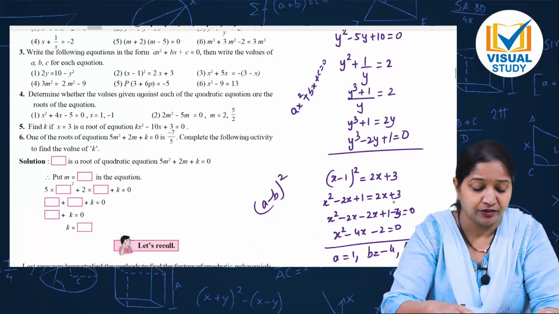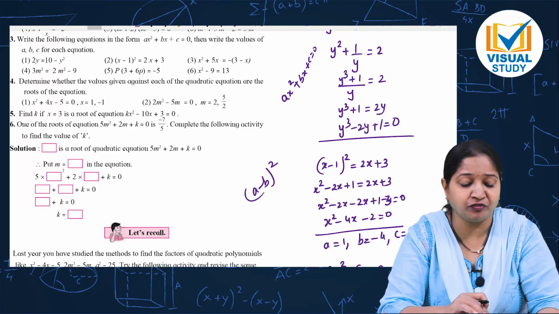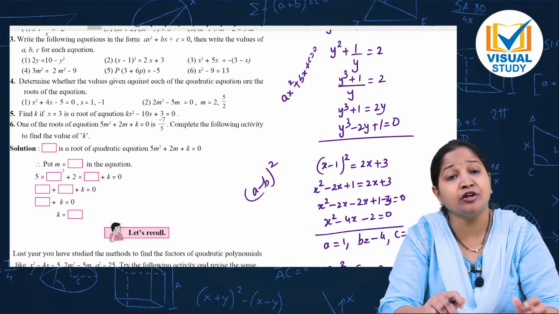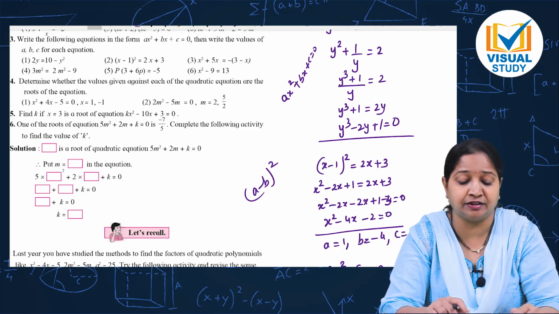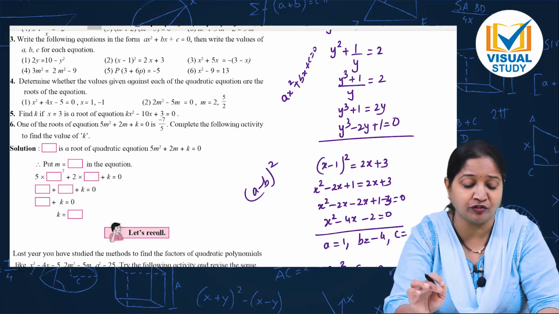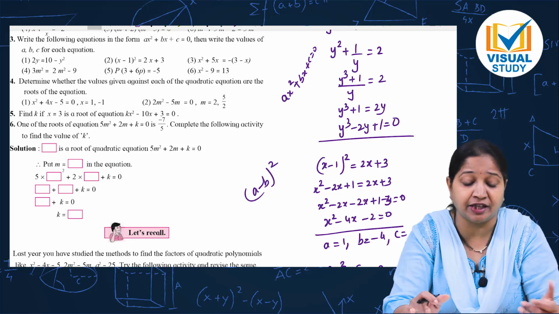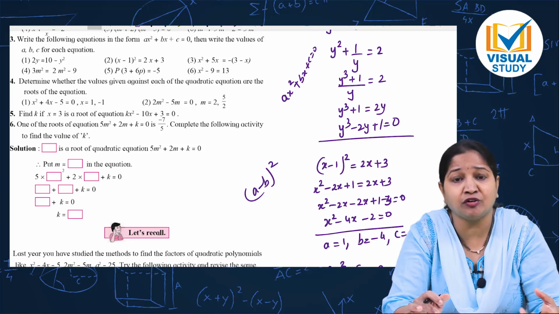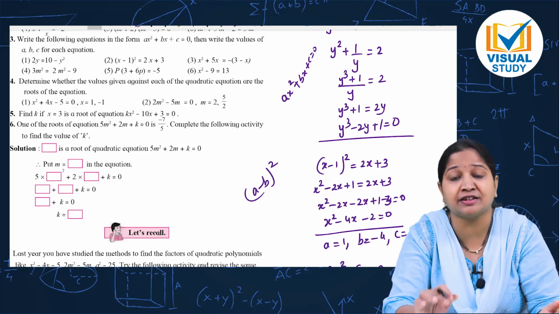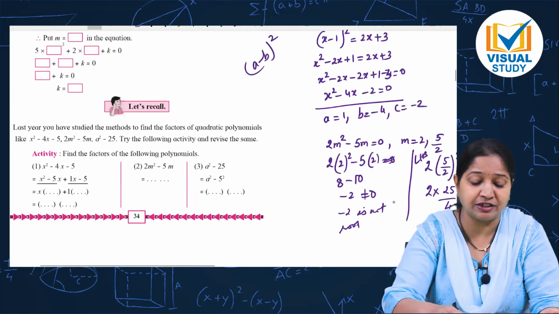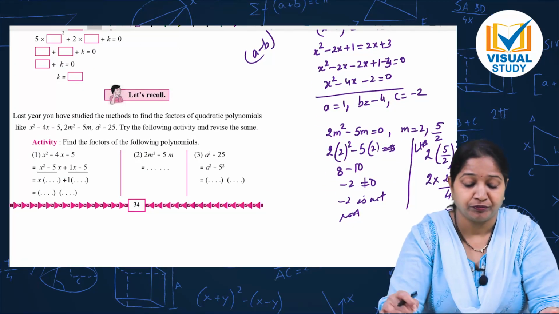Okay. Now, question number 5 is, you find k if x equal to 3. Again, you have to put the value of x in this equation, and you have to find out the value of k. Sixth one is also the same thing. One of the roots is given, that means the value of m is given here. That is minus 7 upon 5. Put the value of this, and you can find out the value of k.